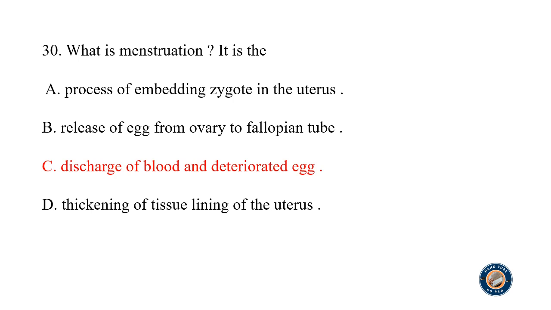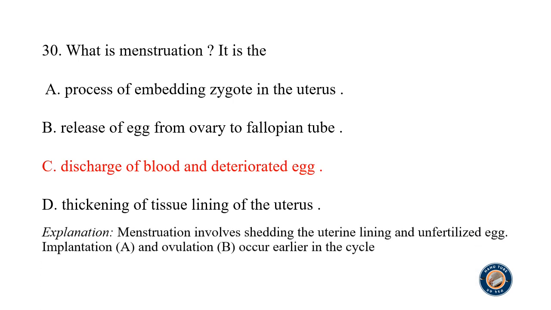The answer will be the discharge of blood and deteriorated egg. Menstruation involves shedding the uterine lining and unfertilized egg, while implantation and ovulation occur earlier in the cycle.